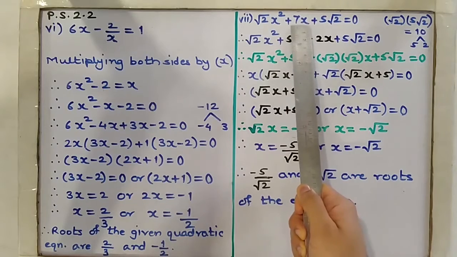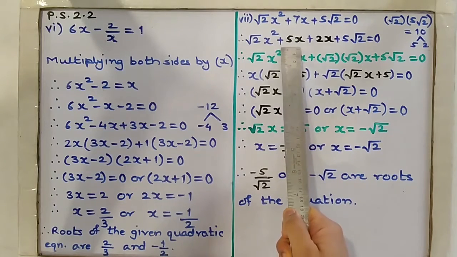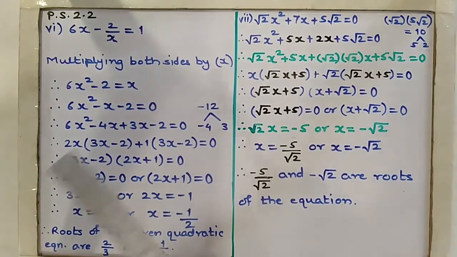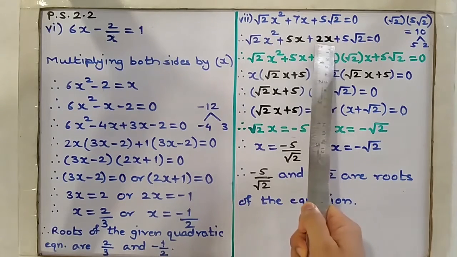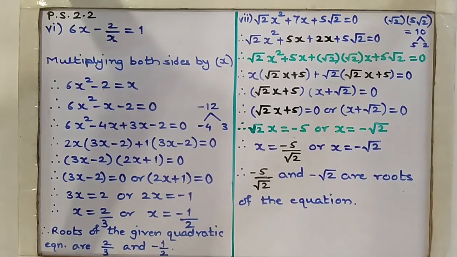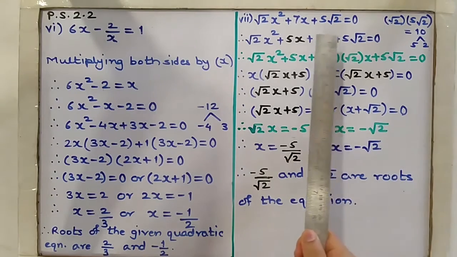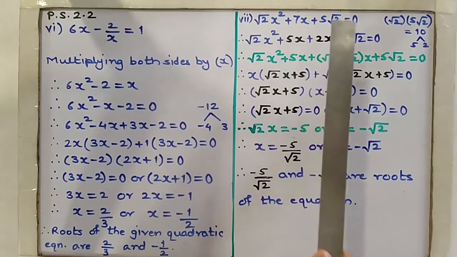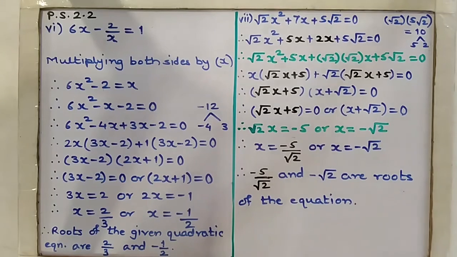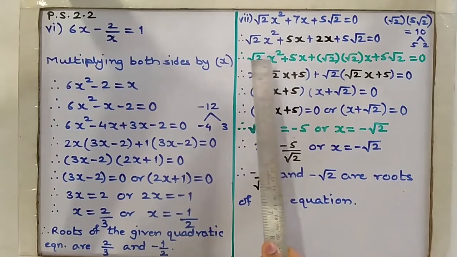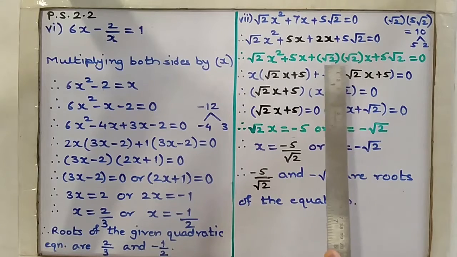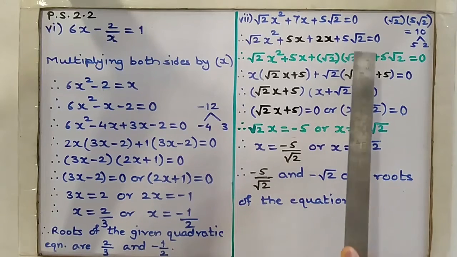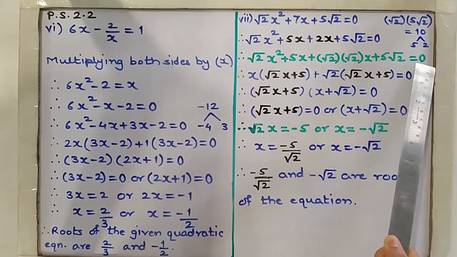So this 7x will split as 5x plus 2x. So we'll write down root 2 x square plus 5x plus 2x plus 5 root 2 equal to 0. Now 2 is root 2 multiplied by root 2. So we'll again write down root 2 x square plus 5x plus this 2x we will write as root 2 into root 2 into x plus 5 root 2 is equal to 0.